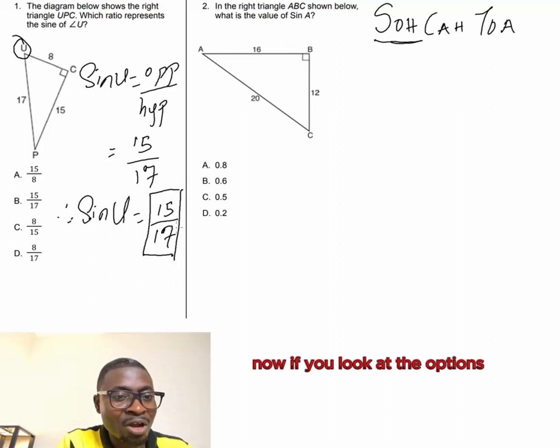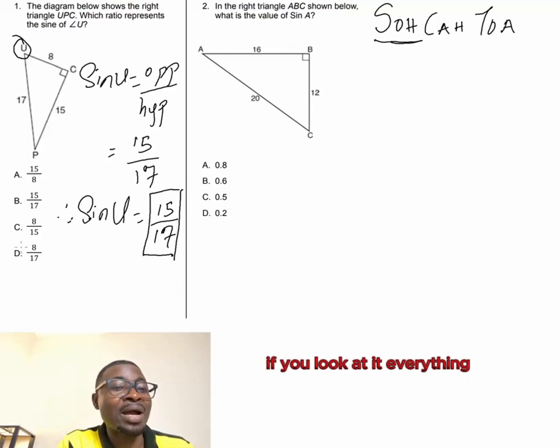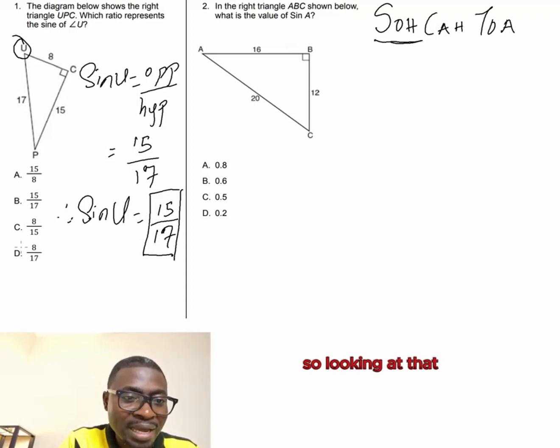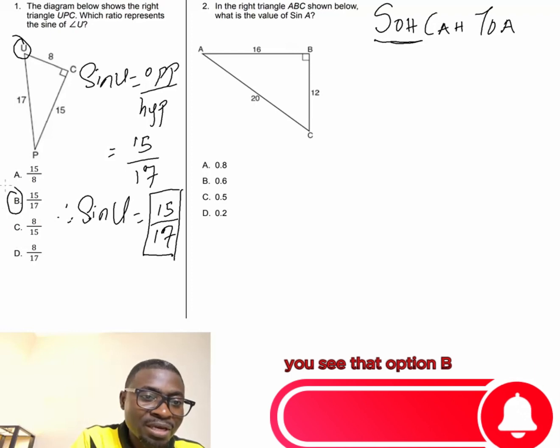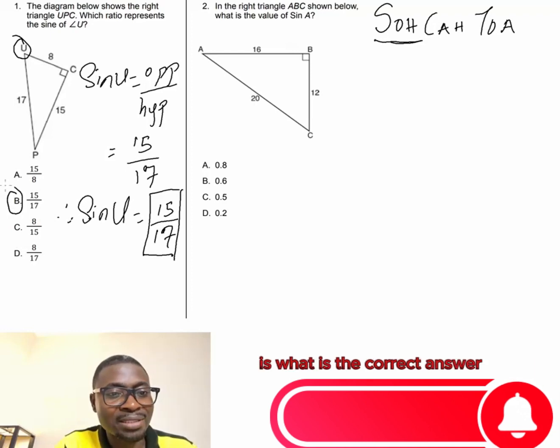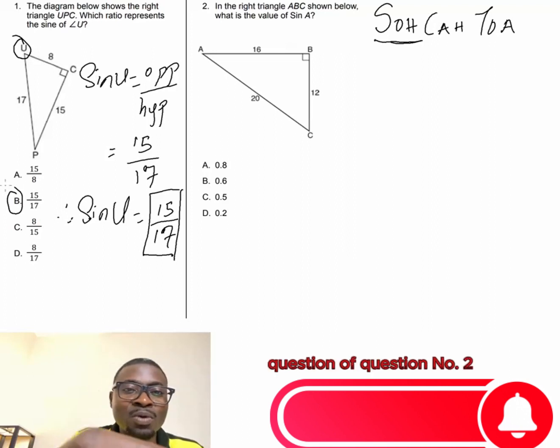Now, if you look at the options, we have options A, B, C, and D. Our answer is in fraction. Looking at that, which option is the right answer? You see that option B is the correct answer. Not difficult, right? Now, let's look at the next question, question number 2.